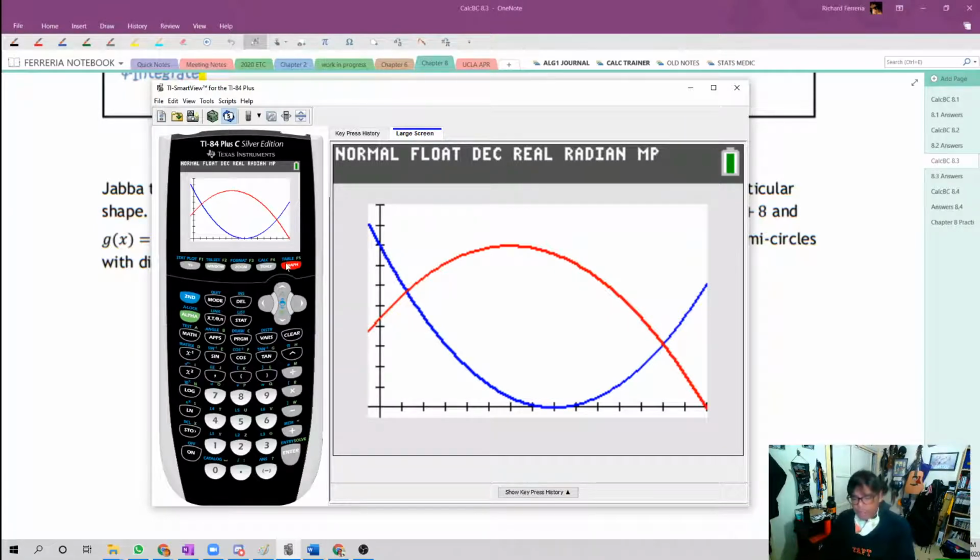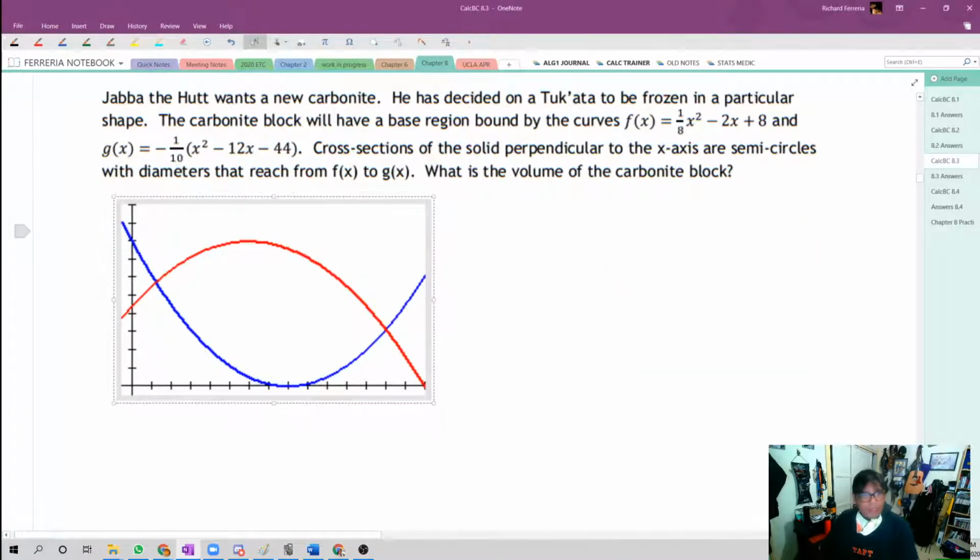Let's put that into our work. Now remember, this is just the base of the region. We're going to be building semicircles on top of this, much like we did rectangles on the previous region that we just did, or isosceles triangles on the one that we really just did.